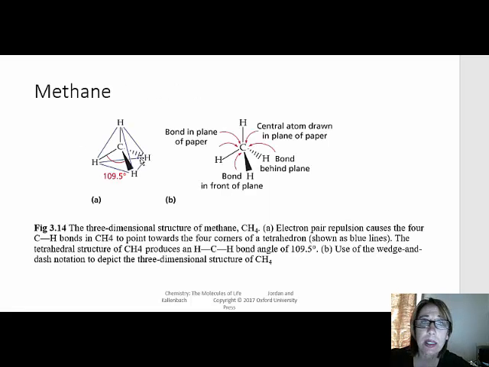So anytime we see this, we know that the wedge is the bond coming towards us, the dash bond is going away from us, and the solid lines are the two bonds that are in the plane of the paper, and all the bond angles are 109.5.